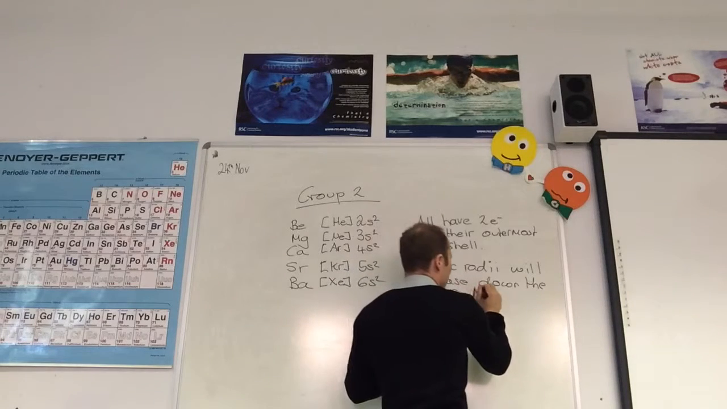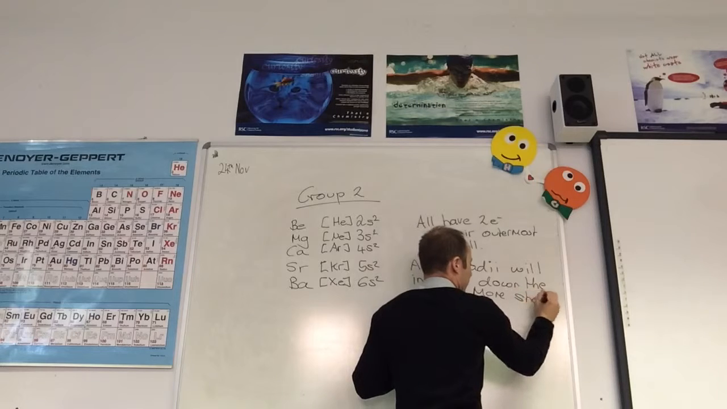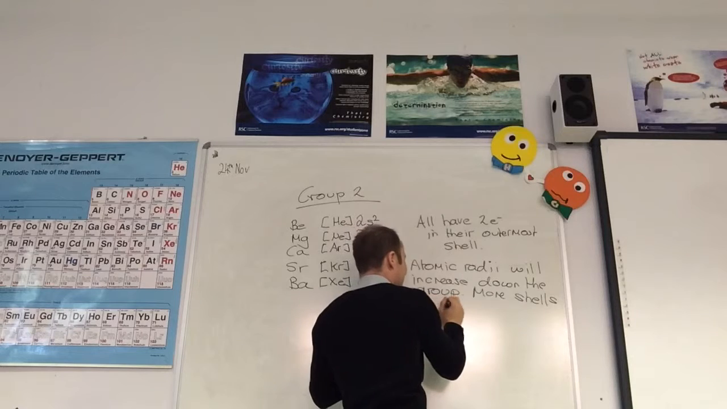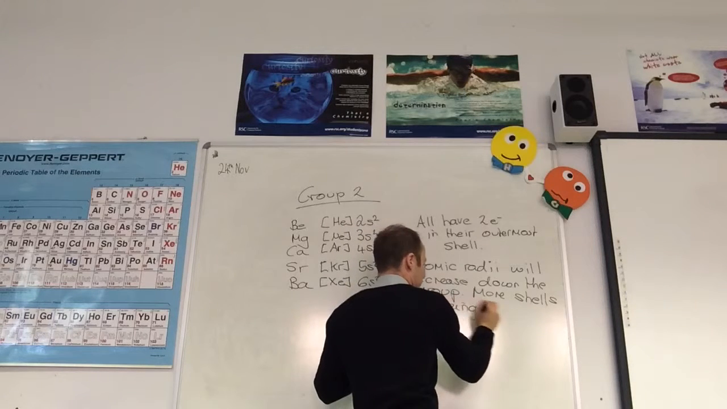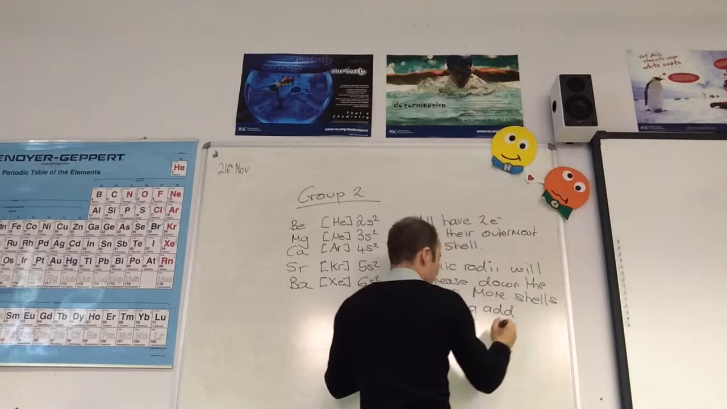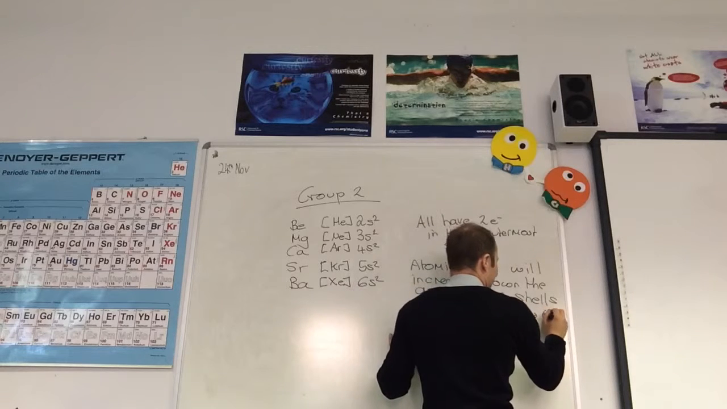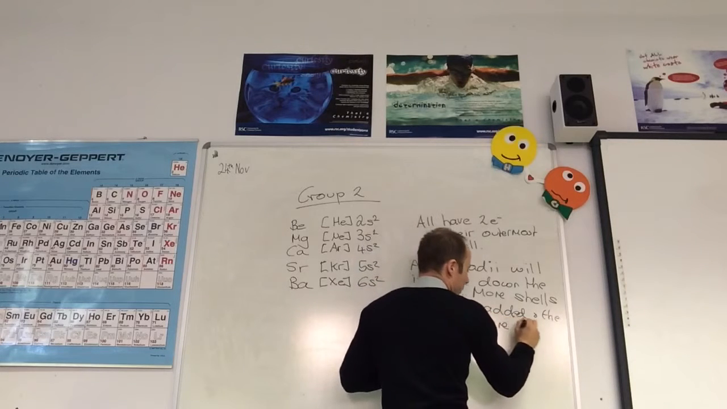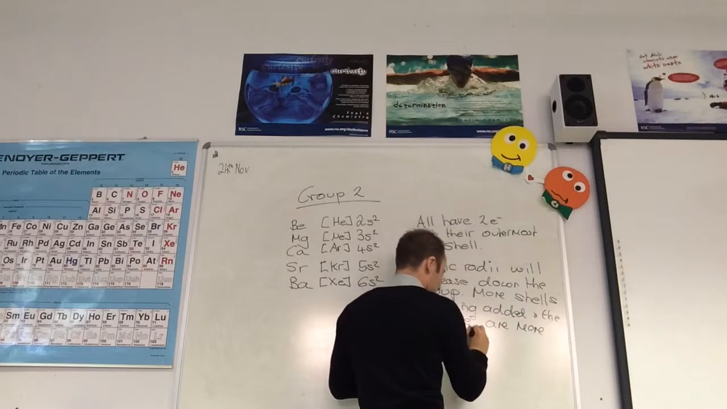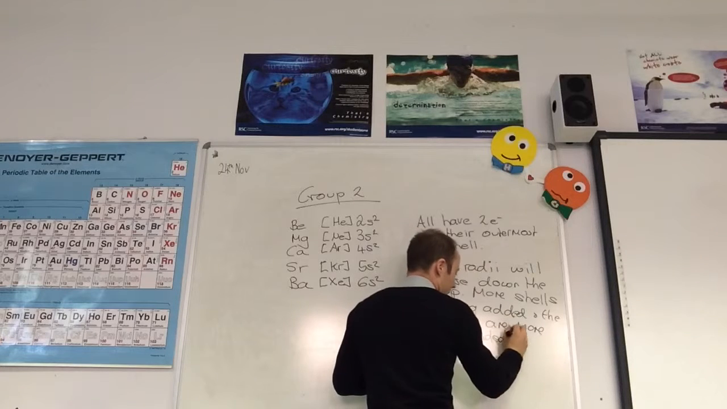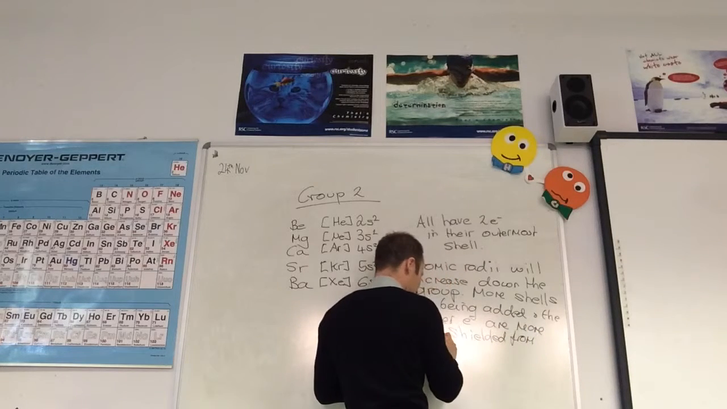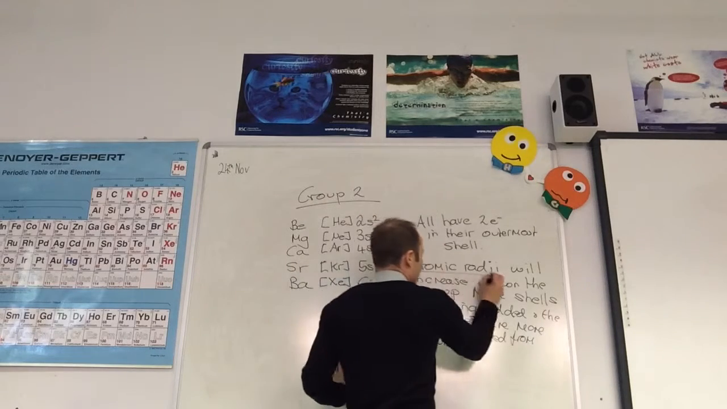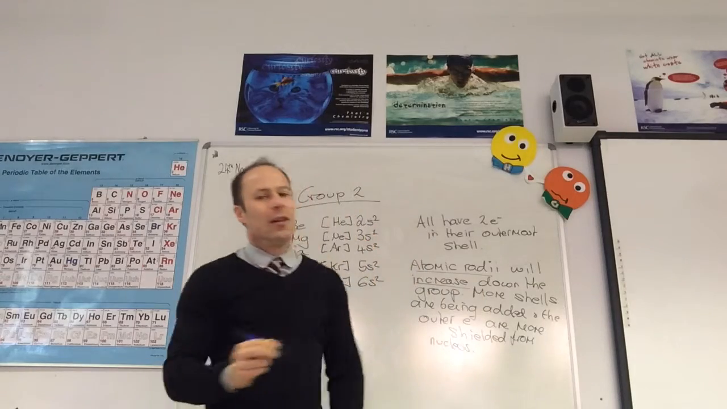And that's obviously because they're going to have more shells. More shells are being added, and the outer electrons are more shielded from the nucleus. So they've got to get bigger. So that's the first. Atomic radii are going to increase because of that.